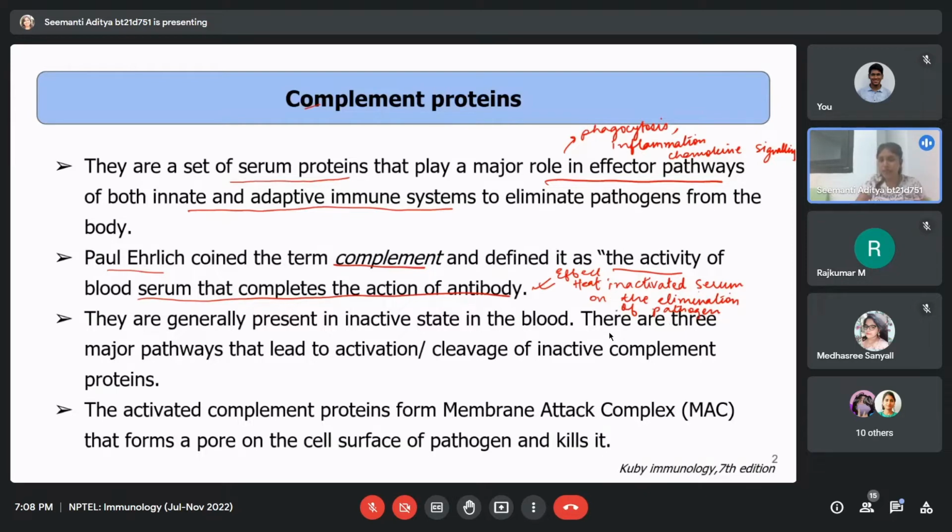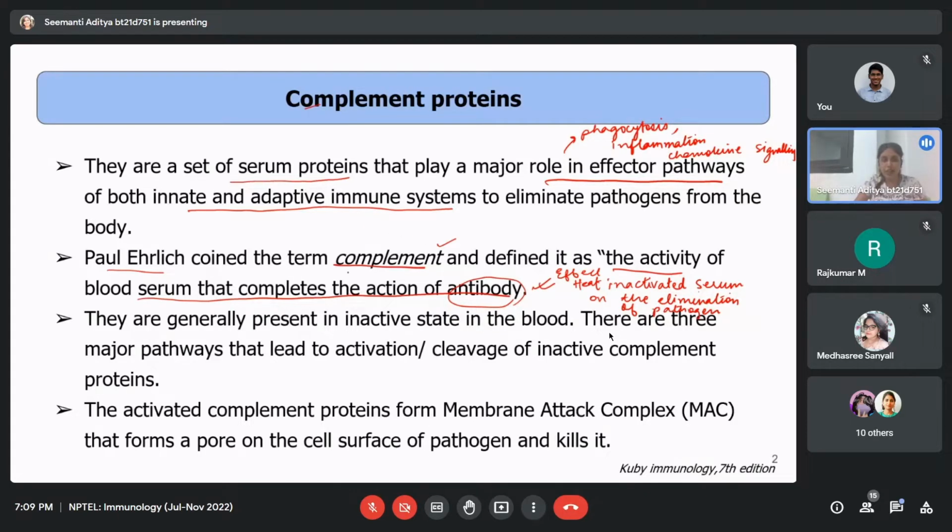So there must be something present in the serum component that is complementing the activity of antibody. This complementation function is mediated by proteins known as complement proteins. Complement proteins generally work along with antibodies to carry out opsonization or phagocytosis of the pathogens. They are a very important part of both the innate and adaptive immune systems.